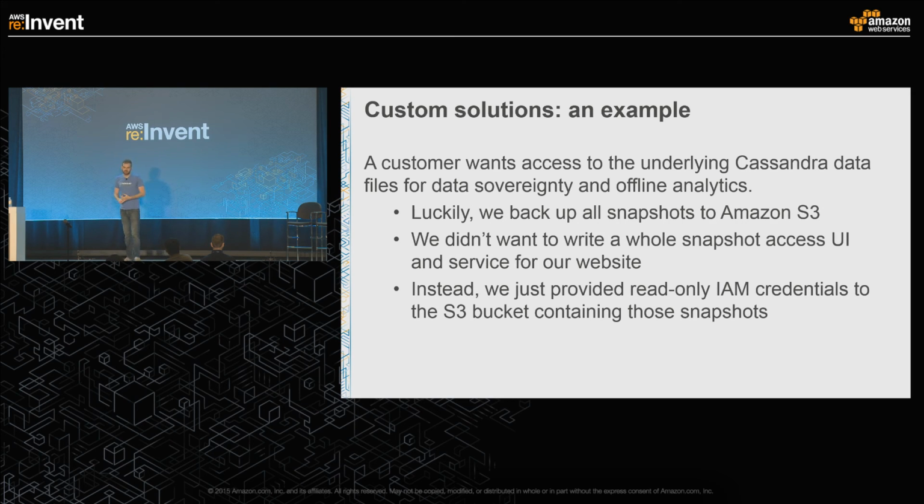A good example of that is, let's say a customer wants to access the underlying Cassandra data file. The way that we do backups is we just snapshot the directory that it writes everything to, and upload it into S3. So we already are backing stuff up to S3. We didn't really want to write a whole UI on our website to provide customer access to the snapshots, or have a service that would then stream it and all that kind of fun stuff. What we now do is we just provide read-only IAM credentials to the S3 bucket containing that snapshot and say, have fun, download it as you will. That's something that we've been able to do in a custom solution that is now being rolled out to the rest of our production systems.